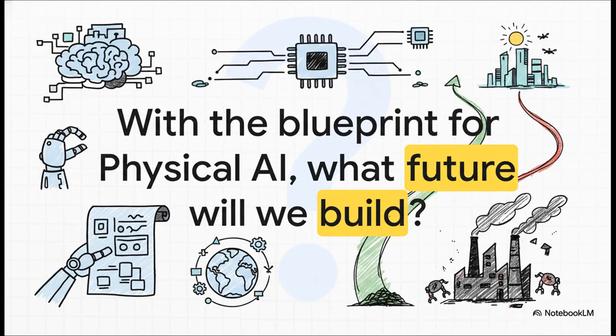And this brings us to one last really big thought. We have the foundational blueprint now. We know how to create intelligent machines that can see, understand, and operate in our world. So the question is no longer just how we can do it. The real question is, what kind of future are we going to choose to build with it?